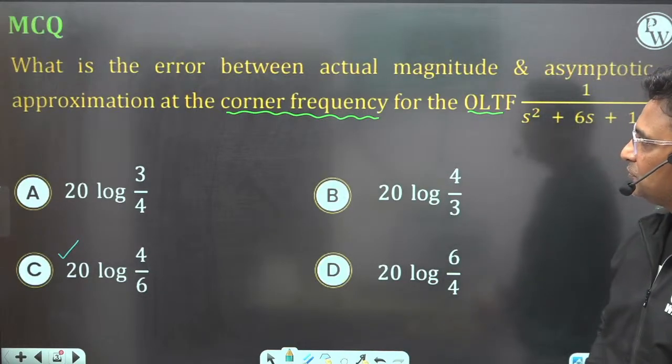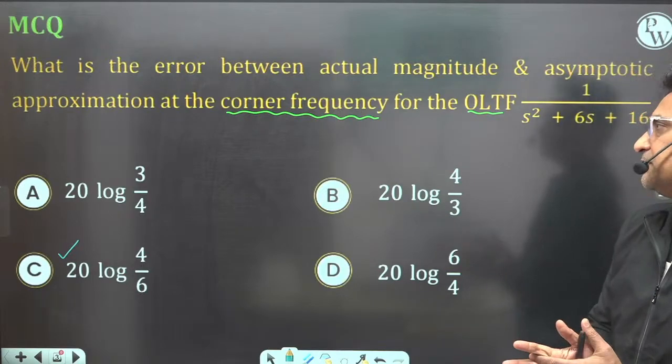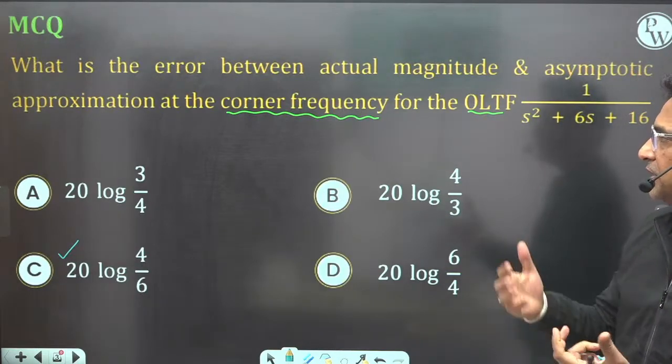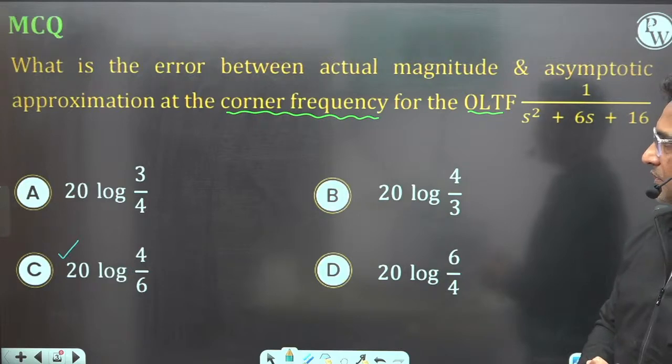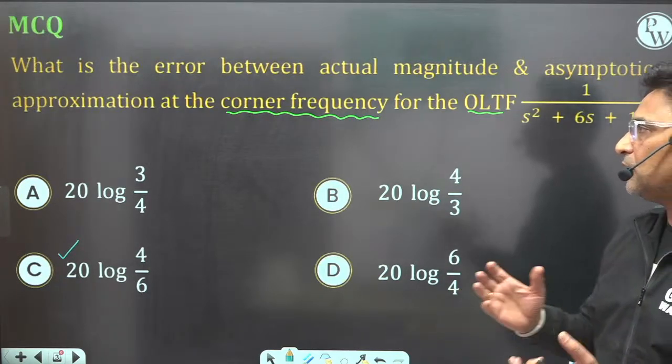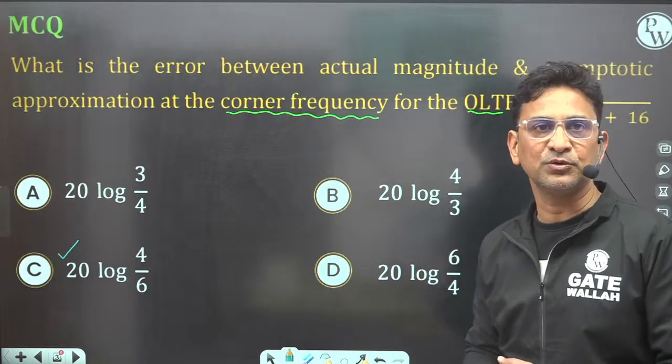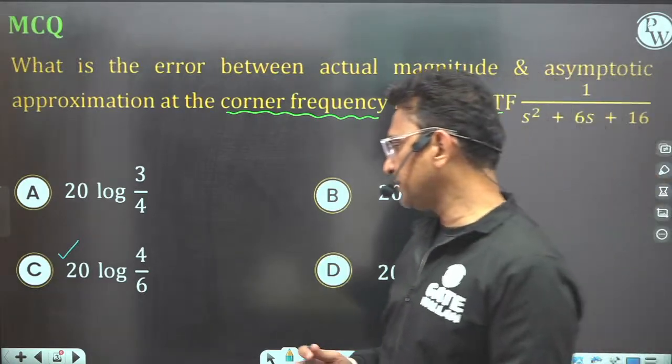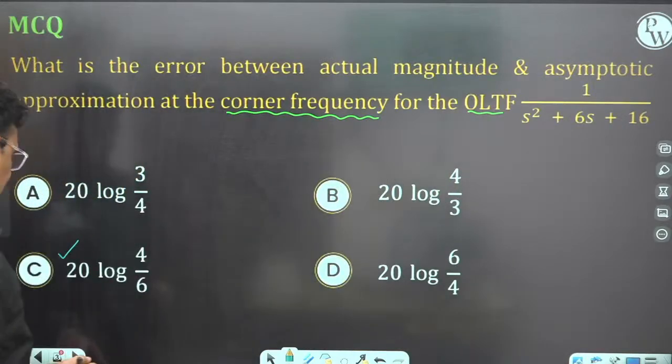Now you got how to solve this type of question. It is totally different because generally we find the error for a simple pole and a simple zero, but how do we find the error for complex conjugate poles and complex conjugate zeros? So in this way you can find the error for a complex conjugate pole.